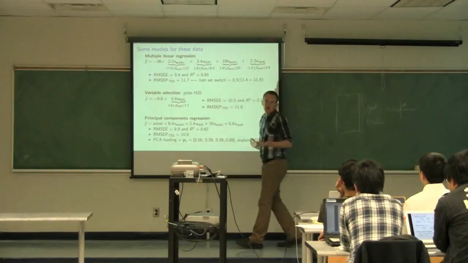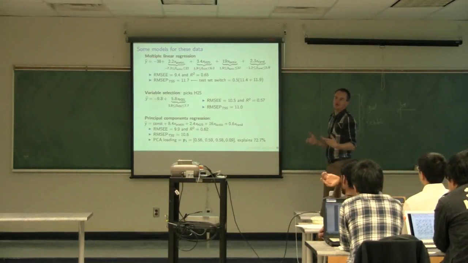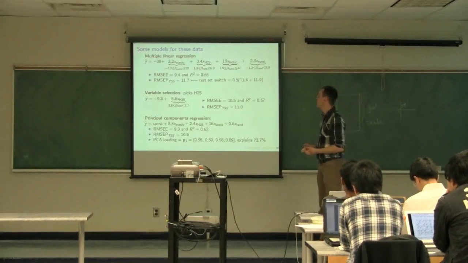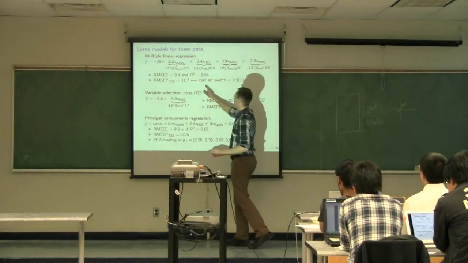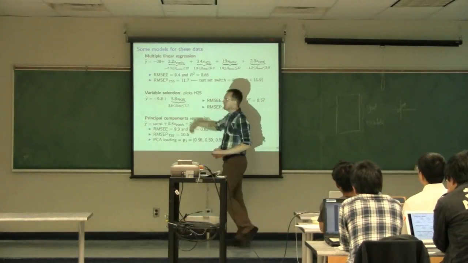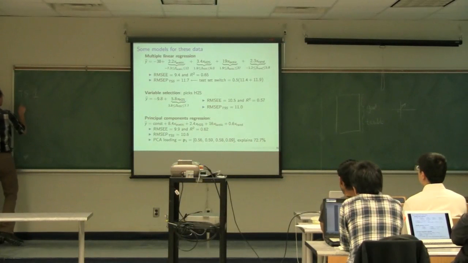So it's not a great model by any means, but it's certainly going to give me trends that fit the data. R squared 65%. Then I did the test set switch, which we described last week, when you use half and half. And I used my test set 1 and test set 2.